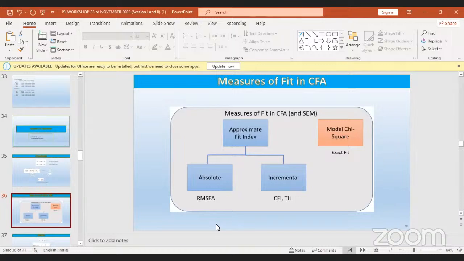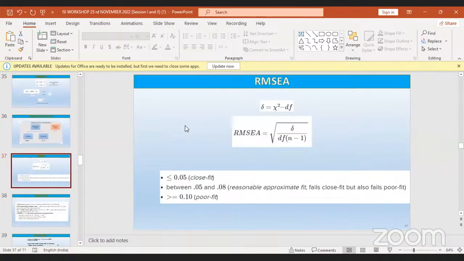Now, measures of fit in confirmatory factor analysis. The absolute fit index is root mean square error of approximation, and the incremental ones are Tucker-Lewis and the other one is CFI. And model fit chi-square is also very important. So what do we have to check when we report the results? One is RMSEA, then CFI, then TLI, Tucker-Lewis, and the model chi-square. Now, RMSEA is nothing but the square root of delta by degrees of freedom times n-1. And what is delta? That is chi-square minus degrees of freedom.